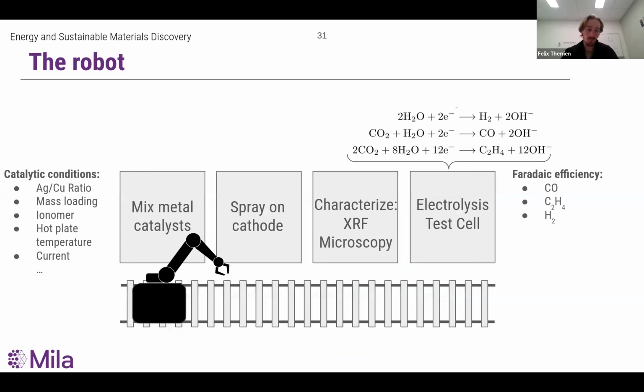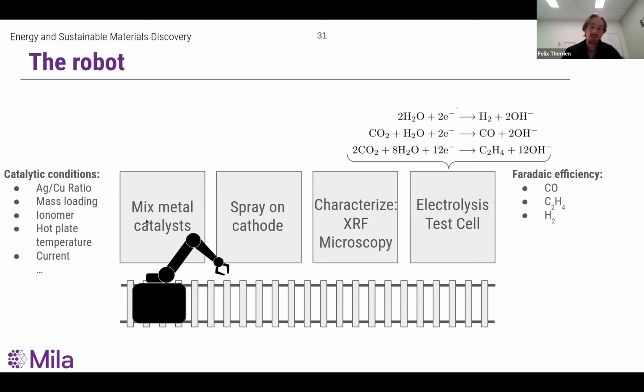So this is the setup of the robot. So you give it some conditions, so parameters. You give it the ratio of catalysts that you want. Here we have 2 catalysts, but it could be more. The amount of catalyst, the ionomer, the temperatures, the current, the pressures, there's a lot. I think there's maybe 50 parameters, but we optimize, I think, only 5.